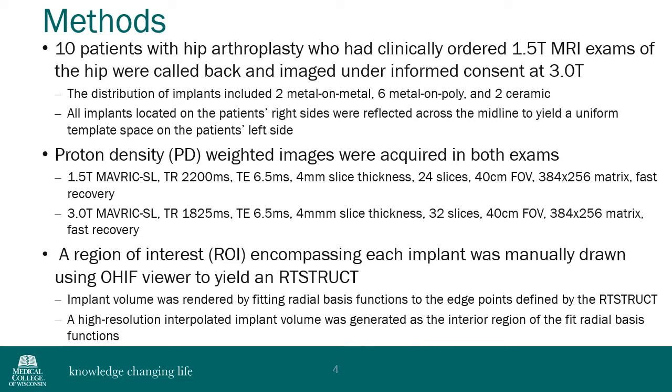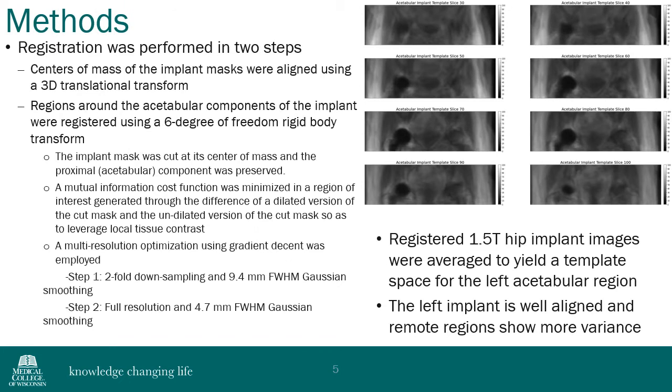The signal void from each implant was manually traced in the OHIF viewer, and the resulting point cloud from the RT struct file was rendered into a volume as the interior of the surface, defined by the radial basis functions fit to the point cloud. Registration was performed through a multi-step process. First, the center of mass of the implant signal voids were aligned through a simple 3D translation. Then a rigid body registration was performed.